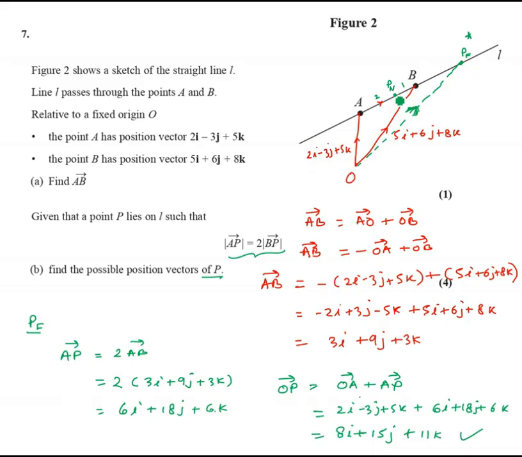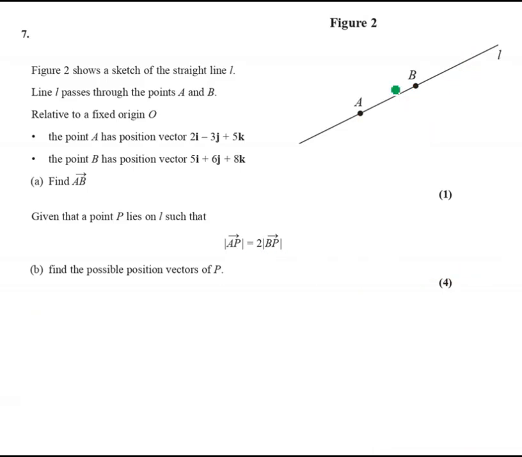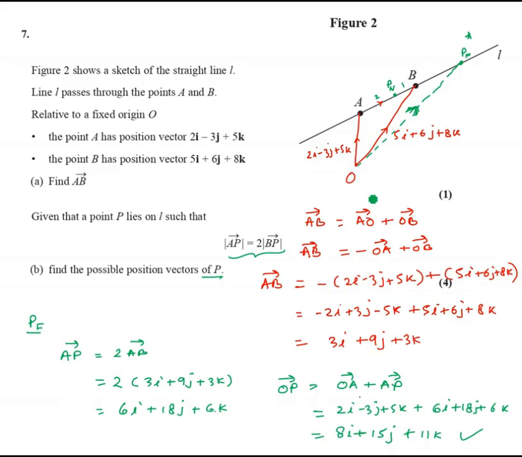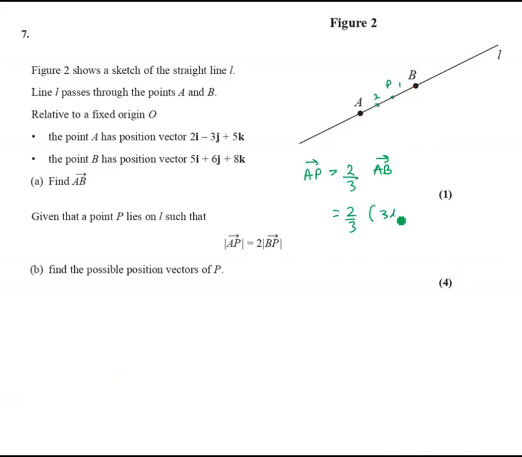Now if we consider the near position here, then this is 1:2. So the AP vector in this case will be, this is two parts, this is one part, so 2 out of 3. So we can write the AP vector as 2/3 of the AB vector. AB is 3i plus 9j plus 3k.